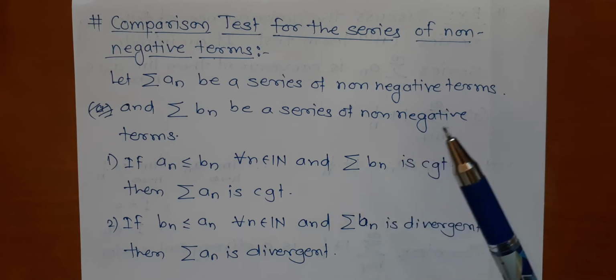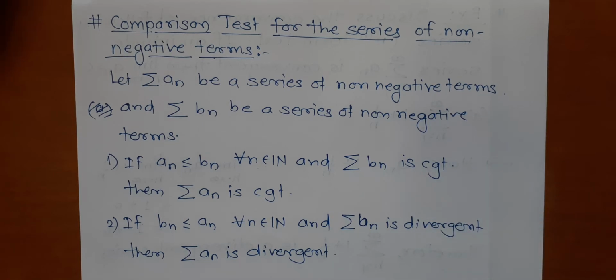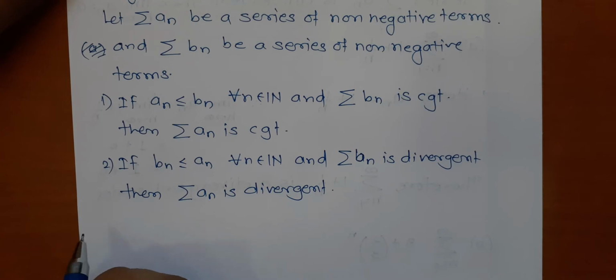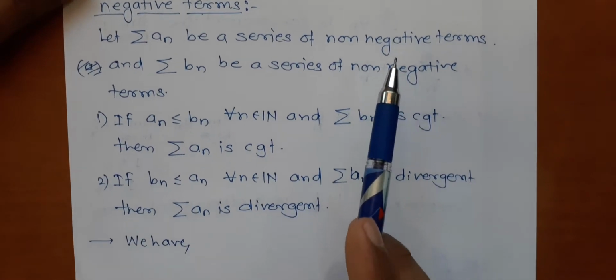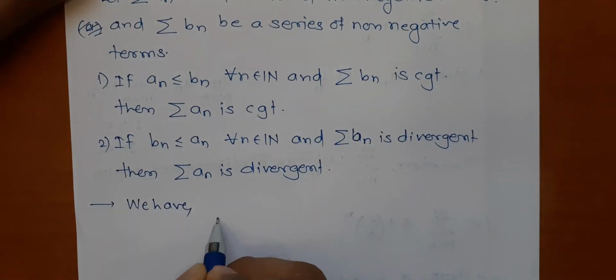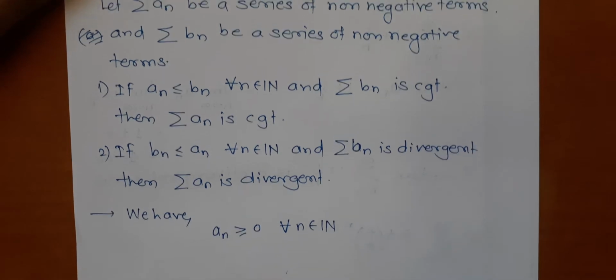a_n is a series of non-negative terms. What will I do? I will write one by one. We will write the basic information. We have a_n is a series of non-negative terms. That means we can write a_n is greater than or equal to 0 for all n belongs to the set of natural numbers, right?